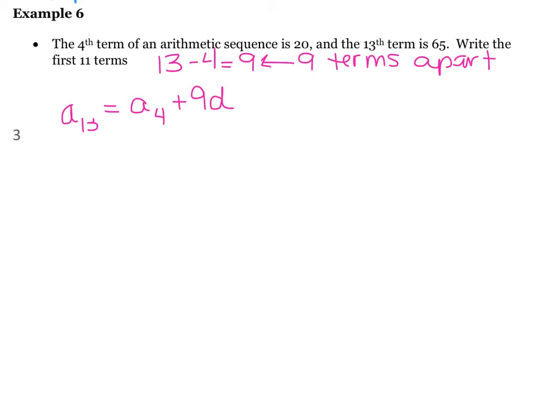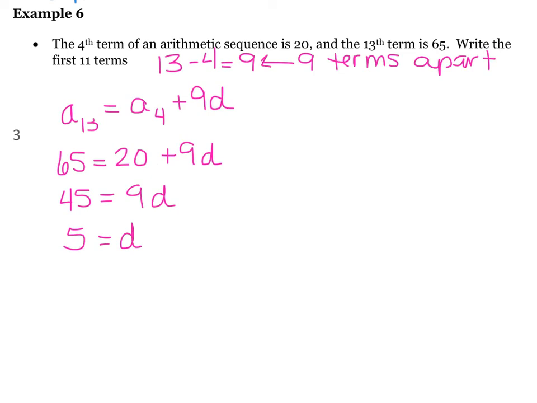So once I have that set up, I can plug in the values that I know exist, meaning that the 13th term is 65, and the fourth term is 20. I can figure out d by just solving this equation. All right, well, 65 minus 20 is 45. And that means that my common difference is 5.